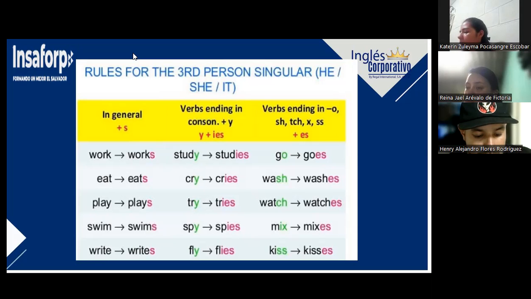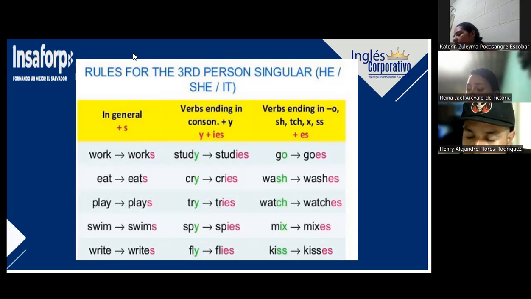My mom kisses our sister. So, entonces vemos que decimos kisses. She kisses, he kisses, Daniela kisses, Antonio kisses, right? Entonces era como la regla, como el review de eso.